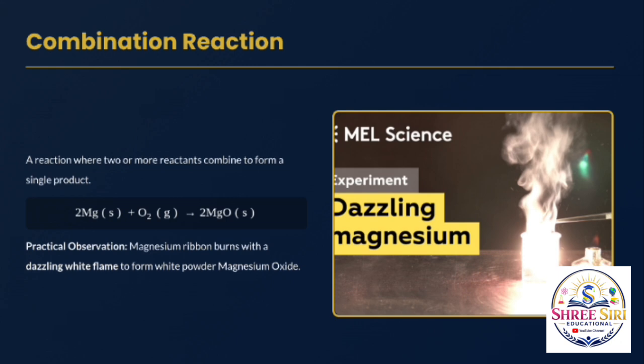Here magnesium reacts with oxygen and gives magnesium oxide. In this reaction, a magnesium ribbon is burned with a dazzling white flame to form a white powder of magnesium oxide. This is one of the important examples for your examination purpose also.